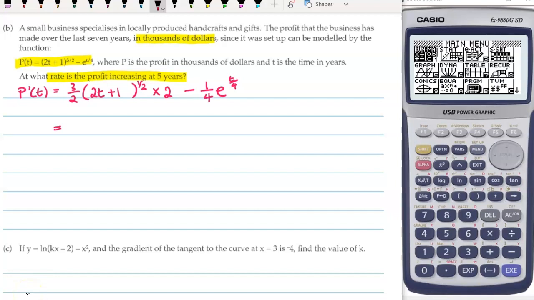Now we can tidy that up and make it a little more useful. So 3 over 2 times the 2, the 2's get cancelled. To the power of a half is the same as a square root. And I'm rewriting it like this because we're going to substitute in a value in a moment, and it's easier to do it like this. That 1/4 t can be written as 1/4 t or t over 4. Okay, so now we want to work out what that rate will be when t is 5.